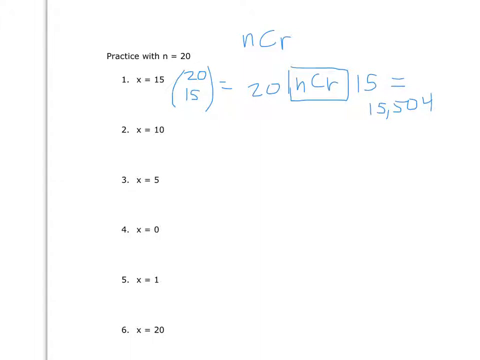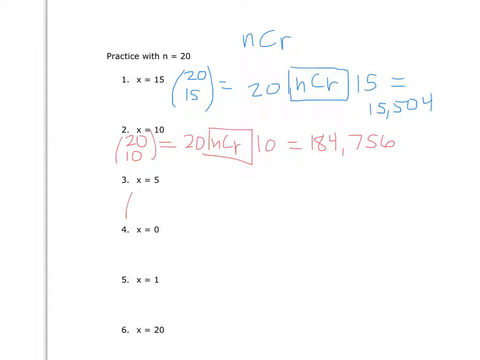Let's look at the next one. So we still have n is 20. This time we're choosing 10. So plugging that into the calculator, you're going to go 20, find that combination key or menu item, and then plug in the 10. And that's actually an even larger number, even more ways to get 10 out of 20 than 15 out of 20. It's 184,756. All right, we'll do a few more just to get some practice in.